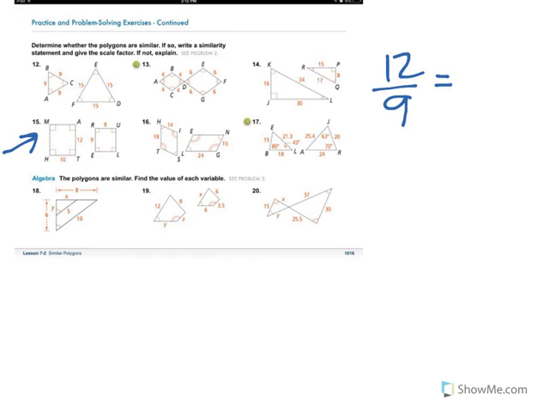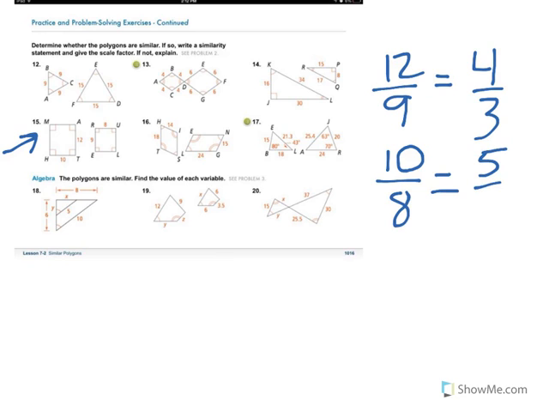They're both divisible by 3, so that reduces to 4/3. Now if I look at the short side on the big rectangle, I got 10. Short side on the little rectangle, I got 8. Those are both divisible by 2, so that reduces to 5/4. And 4/3 is not equal to 5/4. So even though the angles match up, the sides are not in proportion. So no, these are not similar. So we're not going to write a similarity statement, and we're not going to give the scale factor. We're just going to say no, they're not.